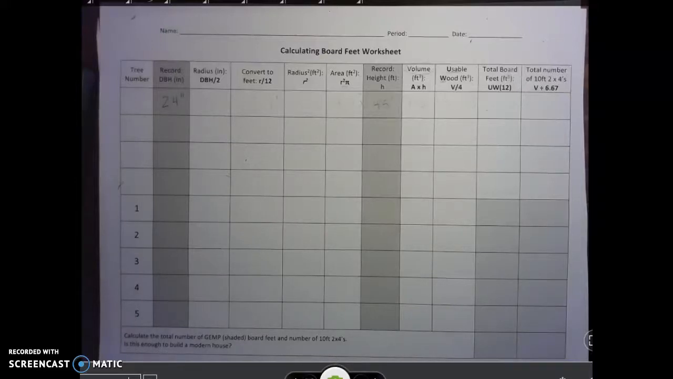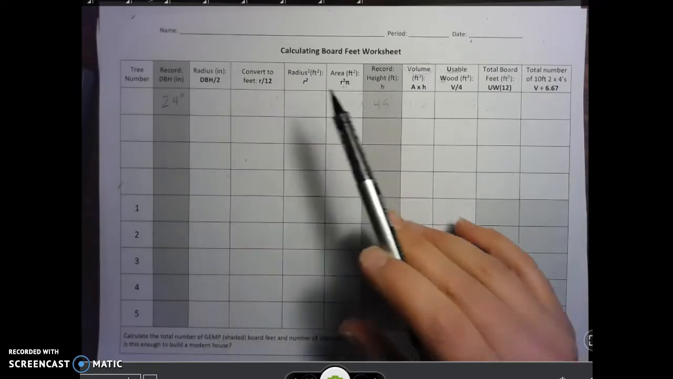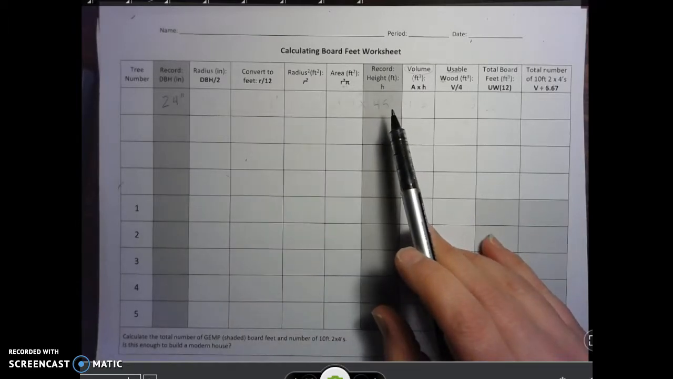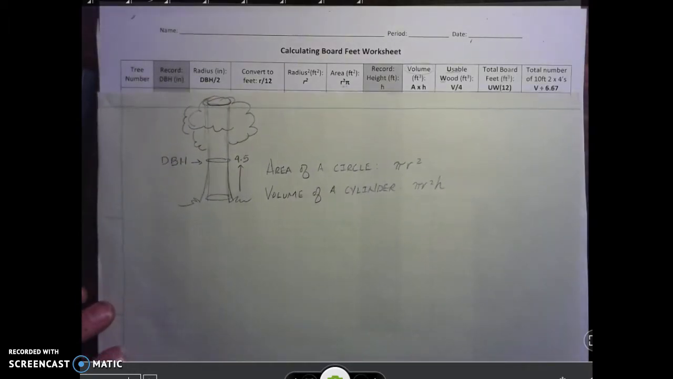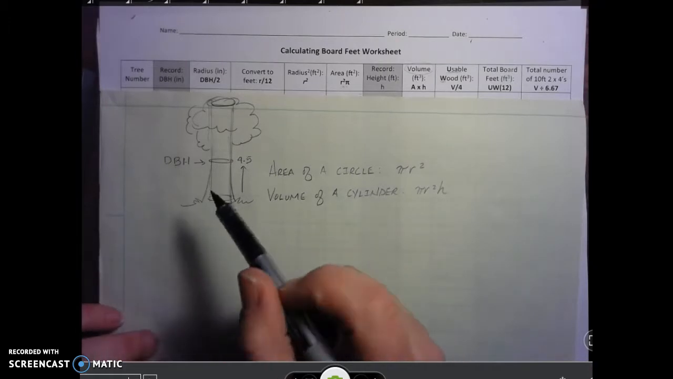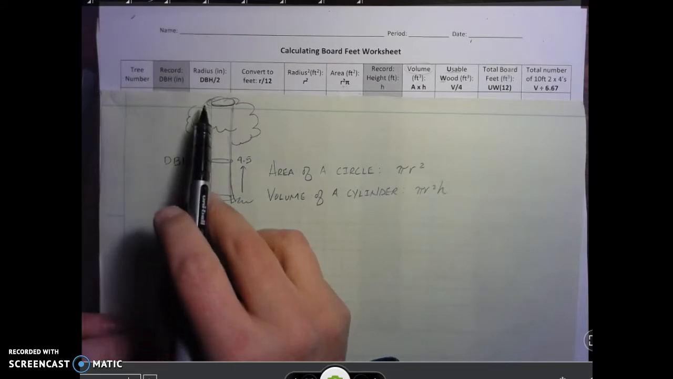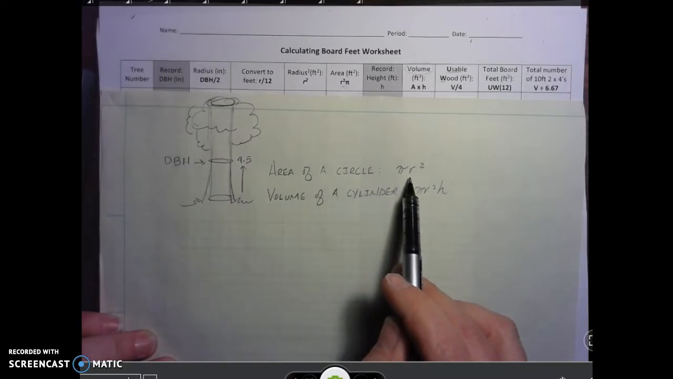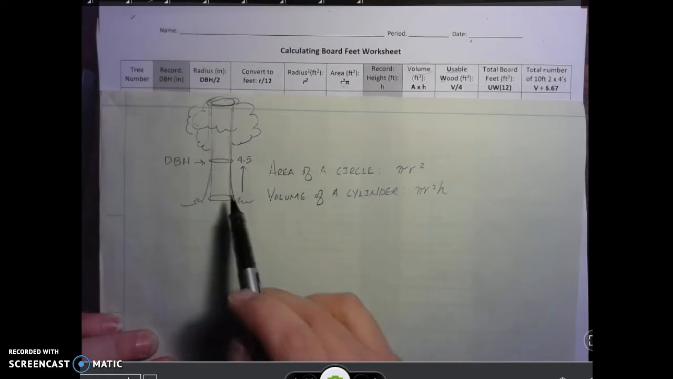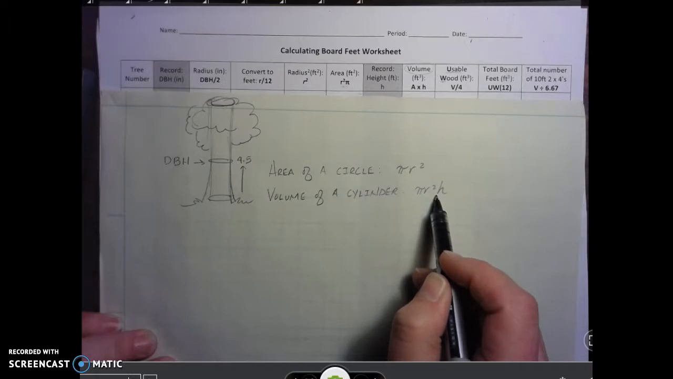The purpose of this video is to provide a quick tutorial on how to calculate board feet after measuring the diameter breast height and height of a tree. Now this calculation is based upon our assumption that when we measure a tree, we're going to treat it as a cylinder that goes all the way from the bottom of the tree to the top. Now the area of a circle is pi r squared, and the volume of a cylinder, which is what we are going to calculate, is pi r squared times height.